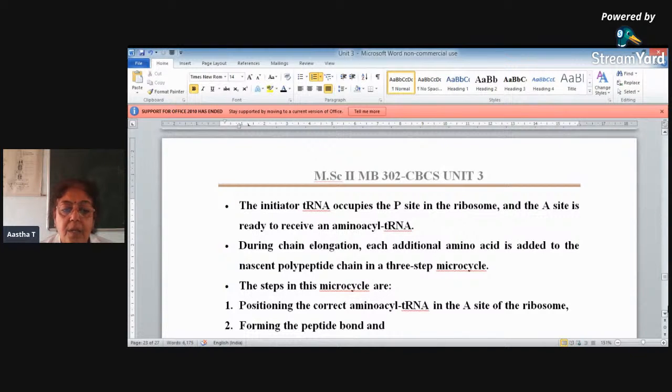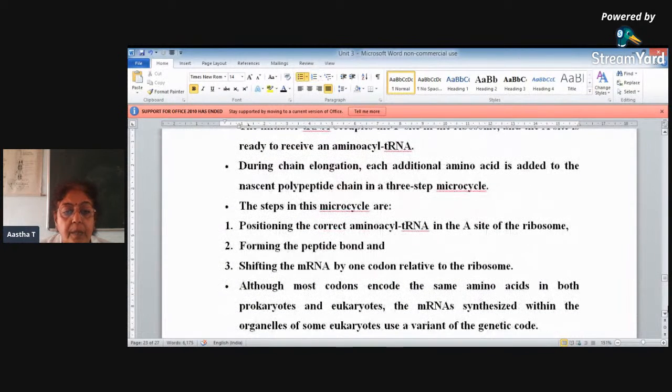Addition of amino acids will take place, and a nascent polypeptide chain is formed in 3-step microcycle. So what is this 3-step microcycle? Positioning the correct amino acid tRNA at the A site of the ribosome, formation of peptide bond between the first amino acid and the second amino acid, shifting of mRNA by one codon so as to reach the third codon on the mRNA. The 3 steps aahet.